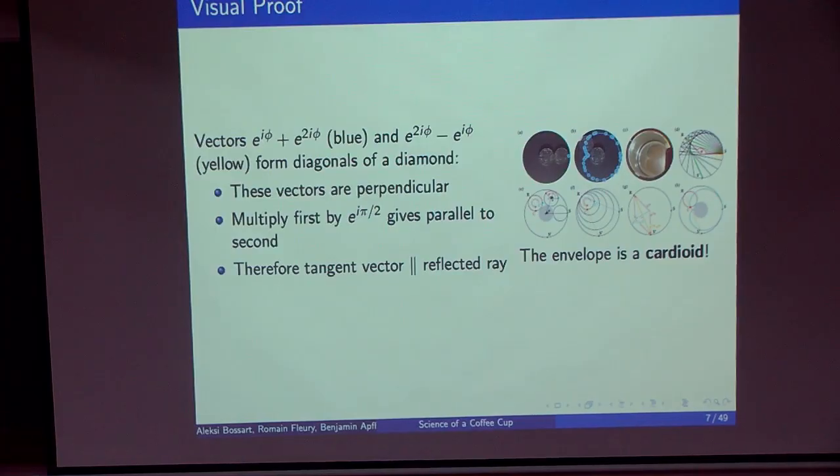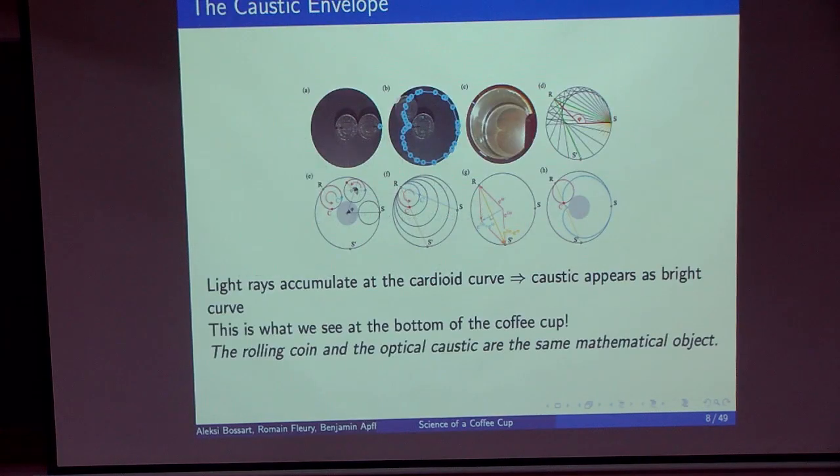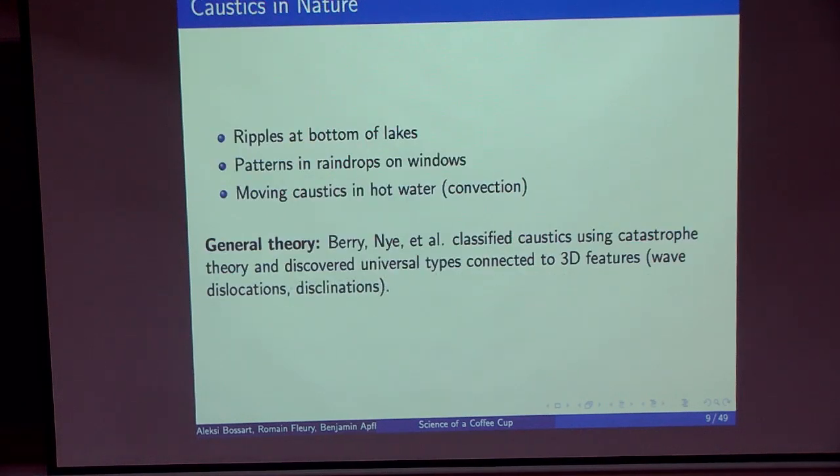Cardio comes from the heart, like cardiologist. Light rays accumulate at the edges of this curve, and hence the caustic in the cup has a bright curve there. This is what we see at the bottom of a coffee cup. The rolling coin and optical caustic are therefore the same mathematical object. This is something we get to see at the bottom of lakes. Raindrops form this pattern on windows, and moving caustics in hot water are how we model convection currents. The model given in physics textbooks generally goes like this, but it is not how anything really works. The general theory can be found in Benigni et al.